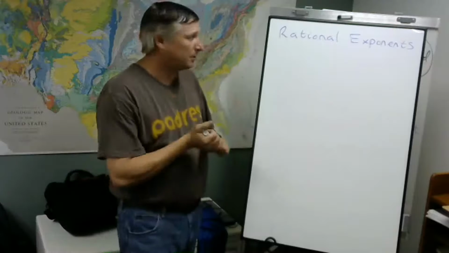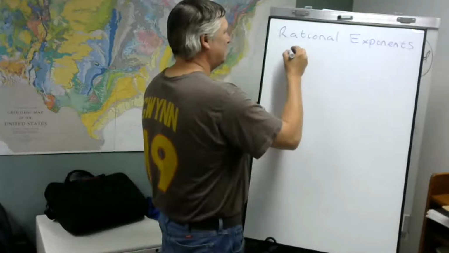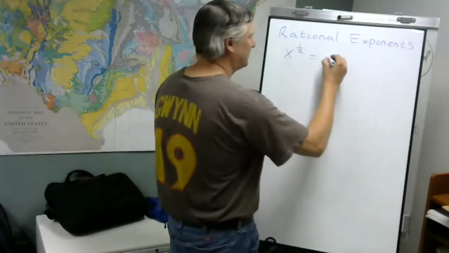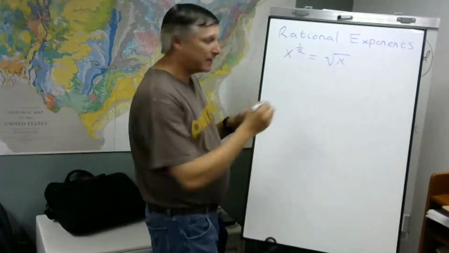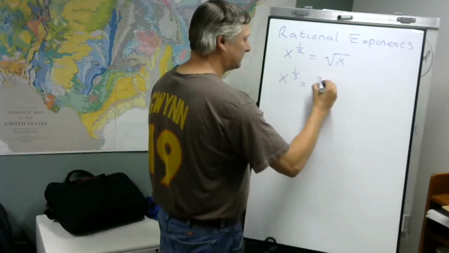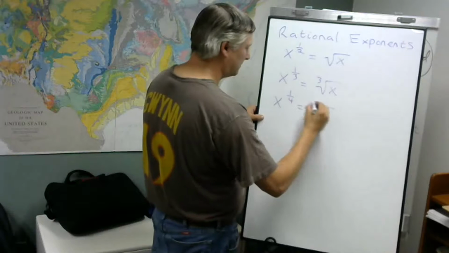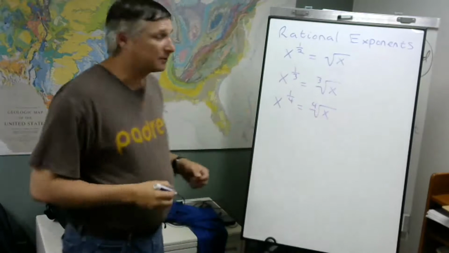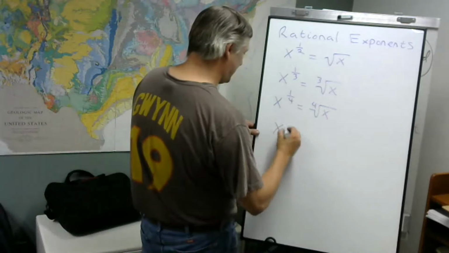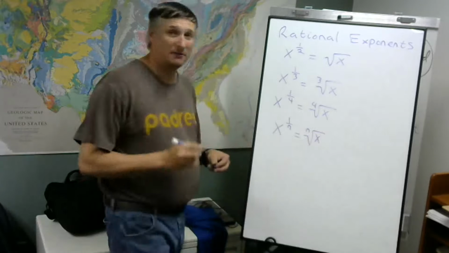So we're looking at rational exponents. Now, rational exponents, let me give kind of a review. Let's say we have x to the 1/2. This is another way of writing square root of x. Now, x to the 1/3. Well, that's the cube root of x. And x to the 1/4, that's your 4th root of x. In other words, x to the 1/n is the nth root of x.